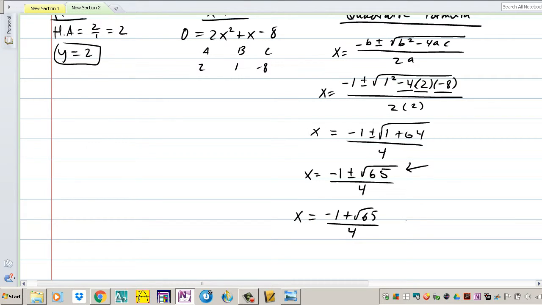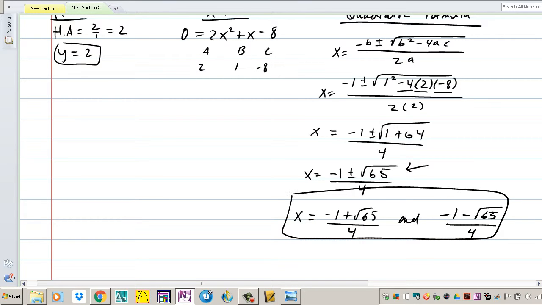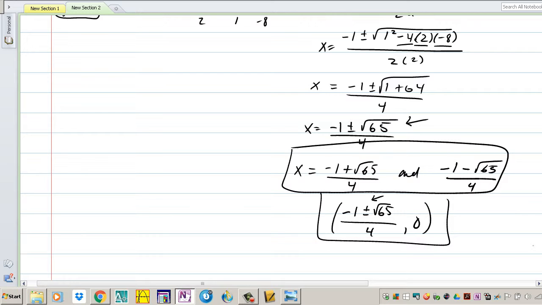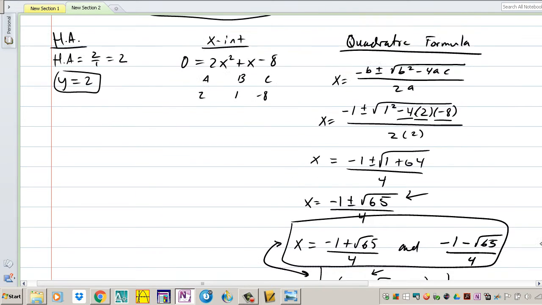So x is equal to negative 1 plus the square root of 65 over 4, and negative 1 minus the square root of 65 over 4. And these two are your x-intercepts. Now if your professor wants them in point form, there's an easy way to write these two without writing 2 points. Negative 1 plus or minus the square root of 65 over 4 comma 0. You're saying that you have 2 points because of the plus or minus. So that is your x-intercept, either this one or this one, whichever your professor wants.